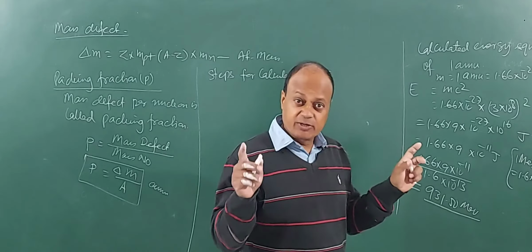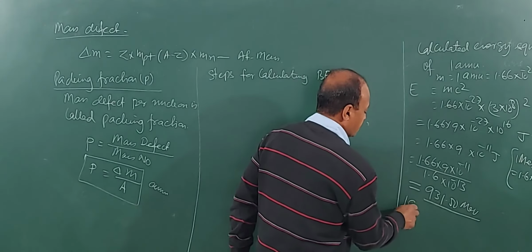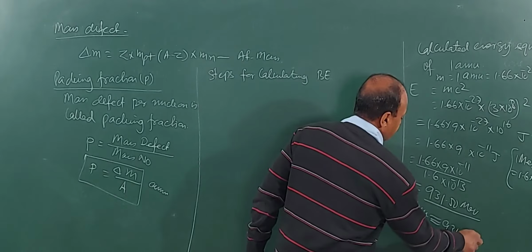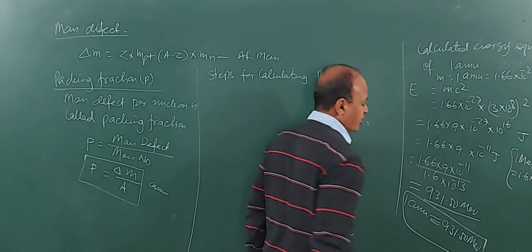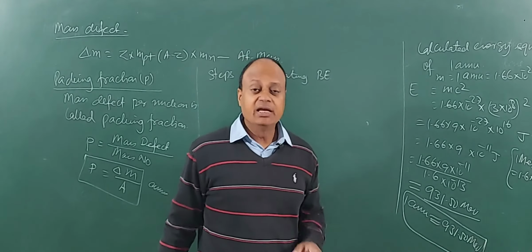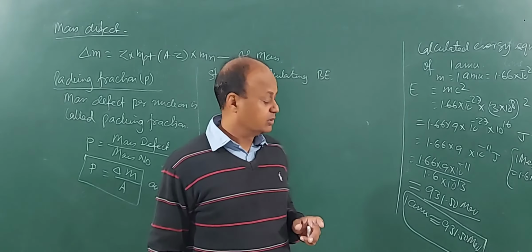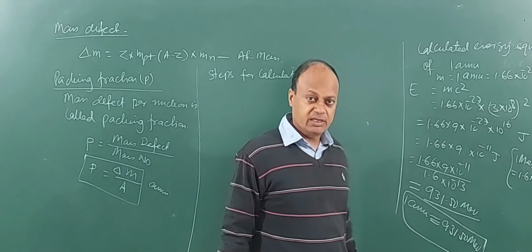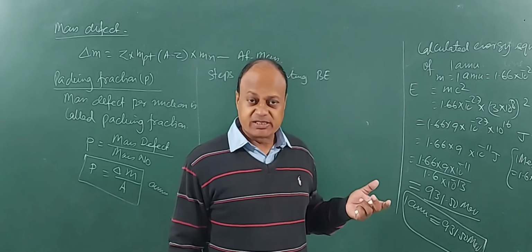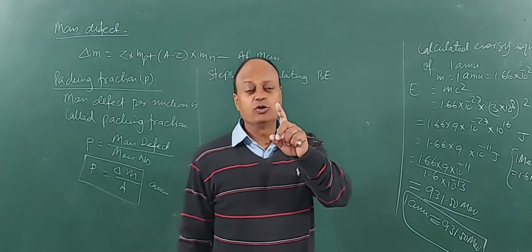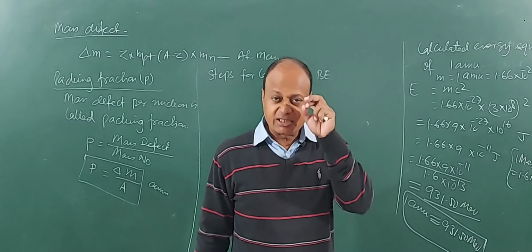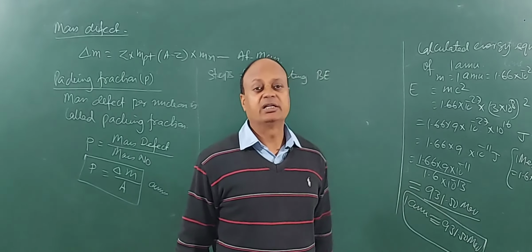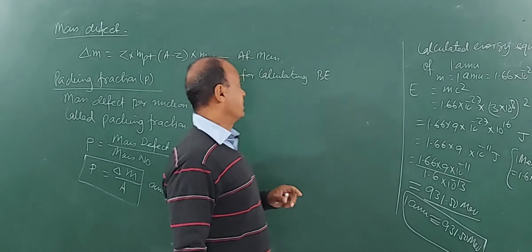Okay. So, here you get a direct formula that 1 AMU of mass defect will be equivalent to 931.50 million electron volt. Now, this is a very interesting result that we got, and this result will be used by us directly in calculating the nuclear binding energy. Every time I have to do a sum, I will not calculate mass defect in kilogram. I will calculate mass defect in AMU, and I will directly multiply with 931.50 and that will give me the energy equivalent in million electron volts. So, here are the steps.